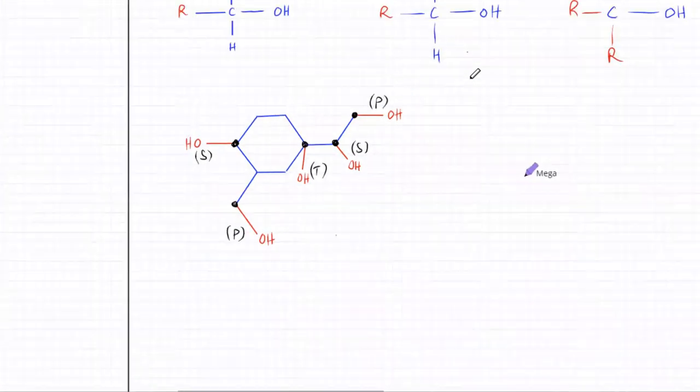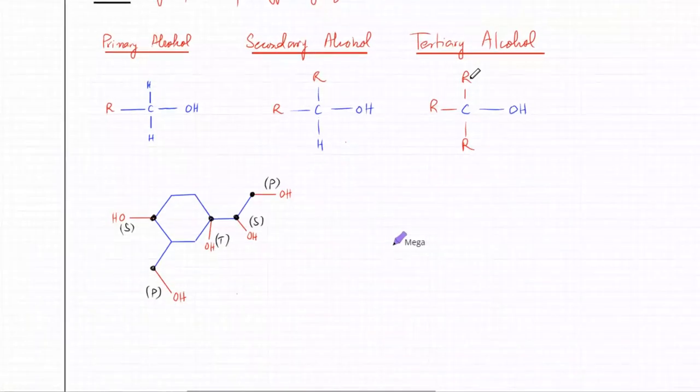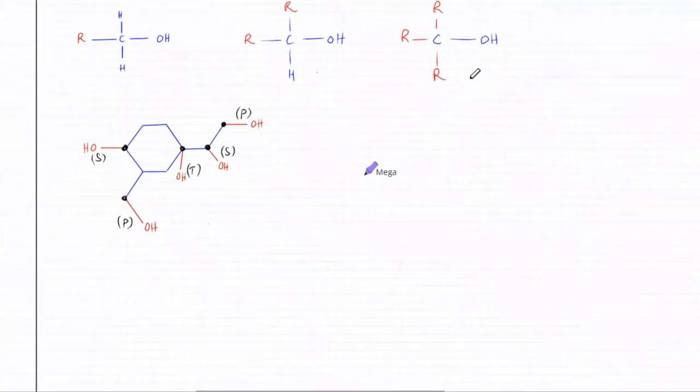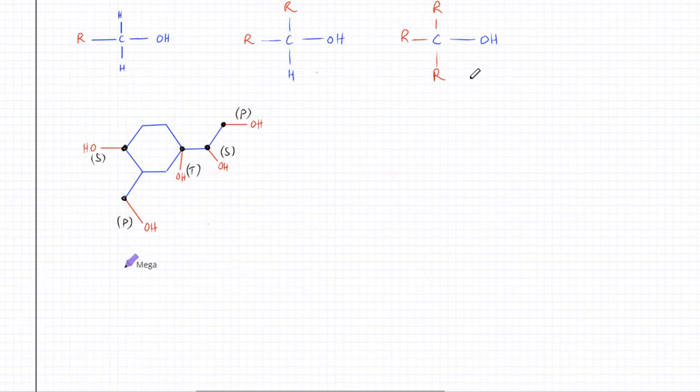So that's why it's primary. Okay? Clear? Yes, sir. This is important, okay? You have to identify correctly which one is primary, which one is secondary, and which one is tertiary. Okay? Moving on. What will we do with it? Because all three would get oxidized differently.